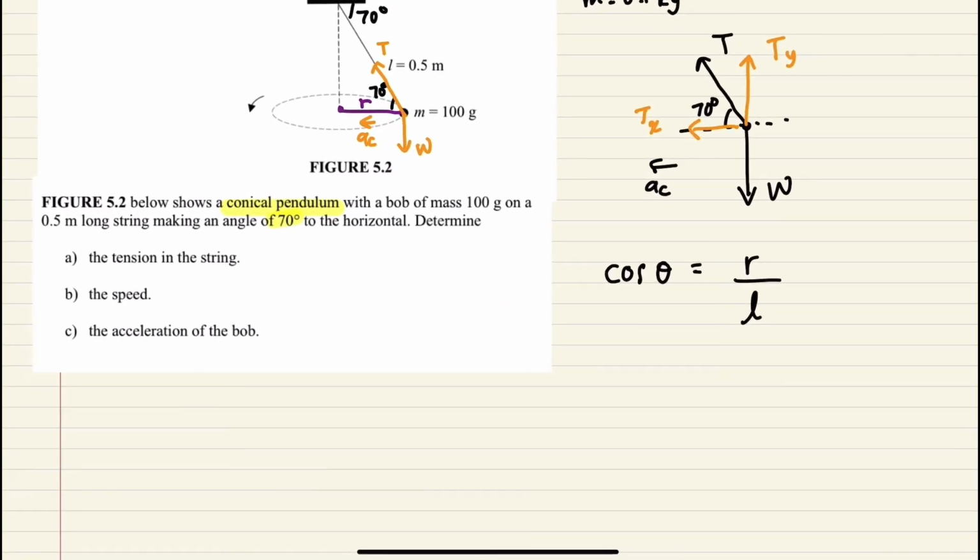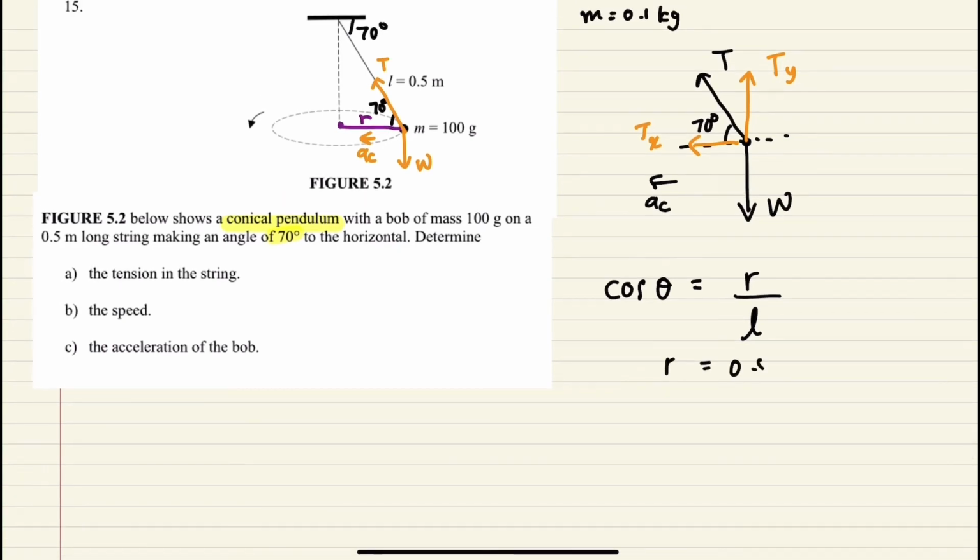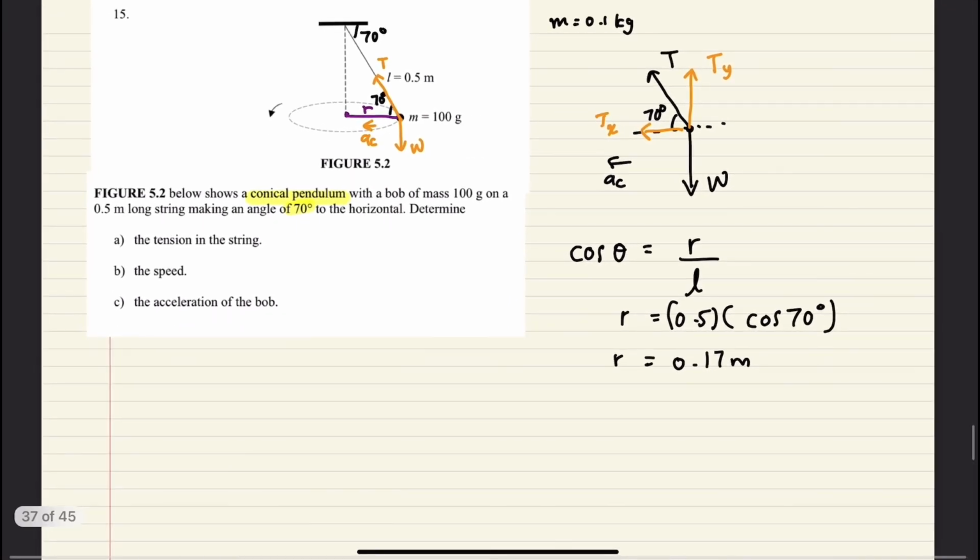So your R is equal to L, which is 0.5, times cos 70 degrees. So your R should be 0.5 times cos 70, which is 0.17 meter. Everything is in SI unit. Okay, now that you have the R, we can start doing the equation.